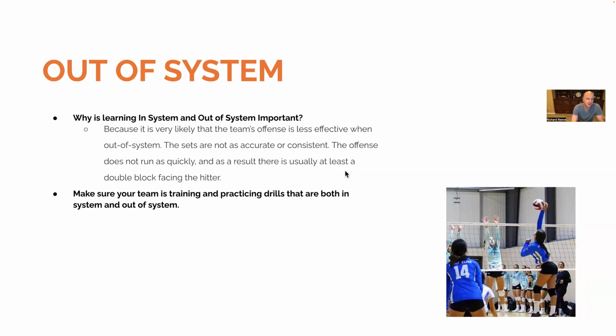All right, so why is learning in system and out of system important? Because it is very likely that the team's offense is less effective when out of system. The sets are not as accurate or consistent. The offense does not run as quickly. And as a result, there's usually at least a double block facing the hitter.